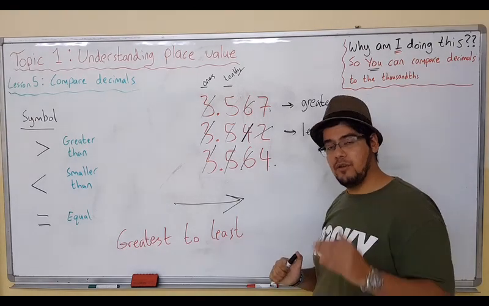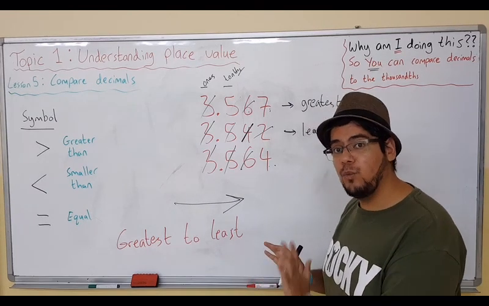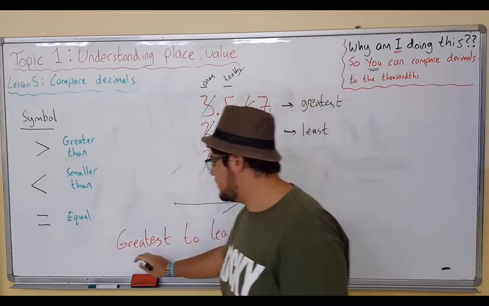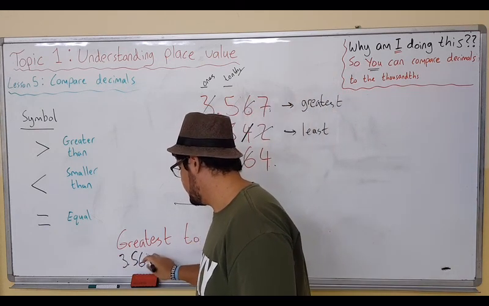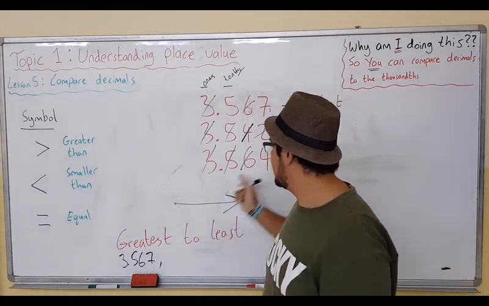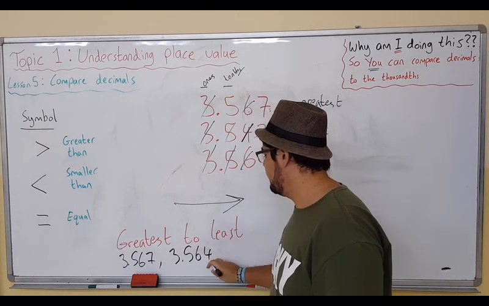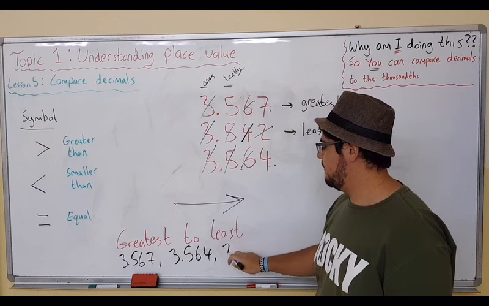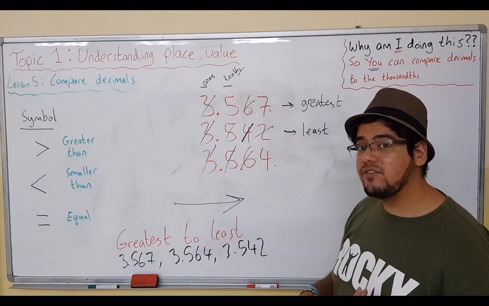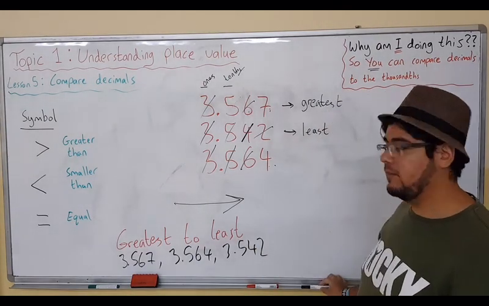So if we have to now write them out nicely to finish off the question, okay? We can see that the greatest first is 3.567. Then it's this one, right? Because the 4 is just after the 7. 3.564. And then it's 3.542. Okay?